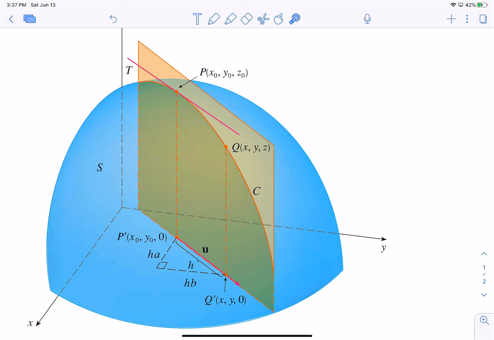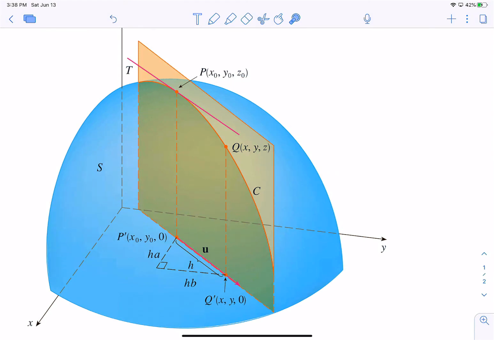And in the xy plane, we have a vector here, u, and it's just in some random direction. We have a vertical plane that contains u, and cuts the surface and gives us a curve. And above the tail of u is a point P on the surface, and at that point is a tangent line, given by T here. The point of tangency on the surface is P, which has coordinates x naught, y naught, z naught.